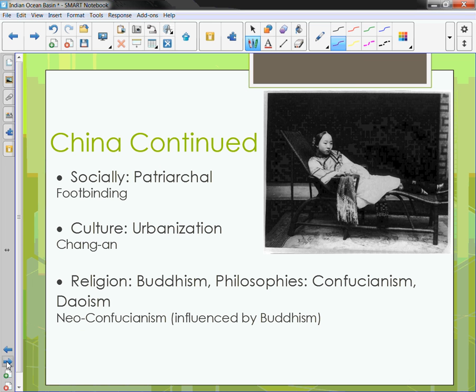Socially, China continued to be extremely patriarchal, practicing foot binding, which is a practice that women, mainly elites, did to make their feet teeny tiny, which made it very difficult for them to move long distances quickly, as you can imagine. We'll learn about that in class. There was a culture of urbanization. Xi'an became the largest city of the time, a big trading port.